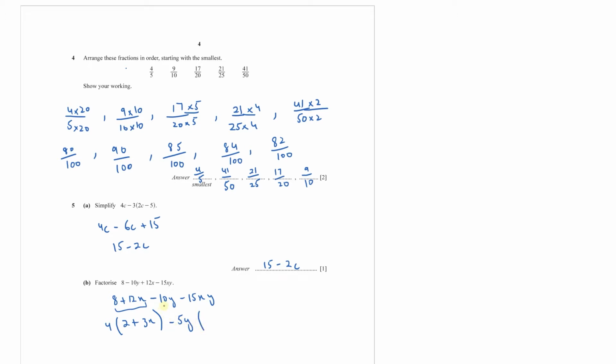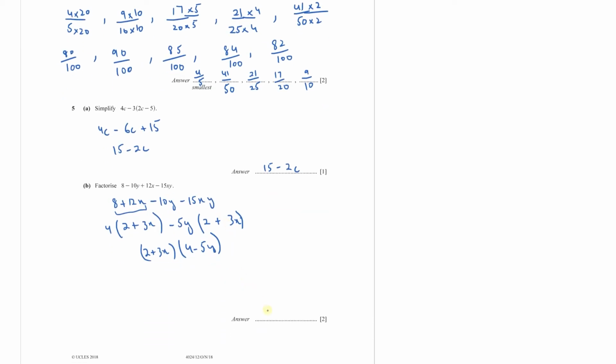So if I do that, I will get 2 here. If I take 5y common from 10y, I'm left with 2. And then plus, because there's a minus sign here, I'll have to change the sign of this, and this is 15xy. I take 5y common, I'm left with 3x. So now I can take this 2 plus 3x common as well. So this becomes 2 plus 3x and then 4 minus 5y. So this will be your final answer: 2 plus 3x multiplied by 4 minus 5y.